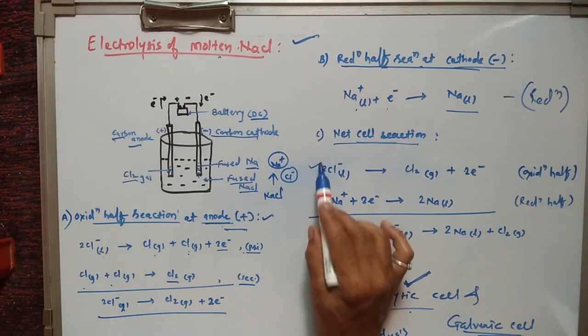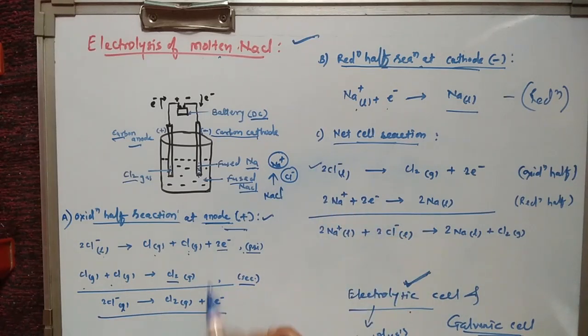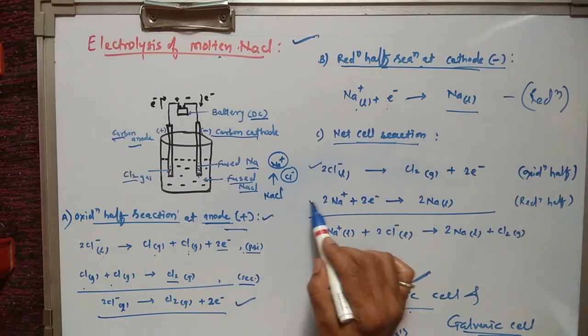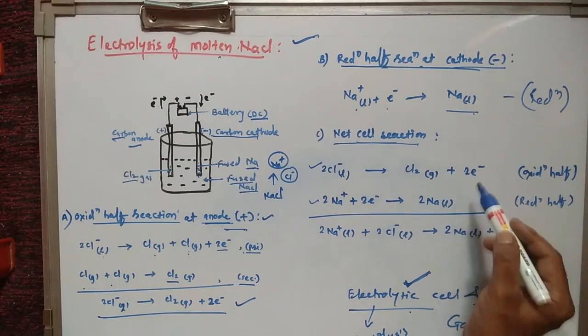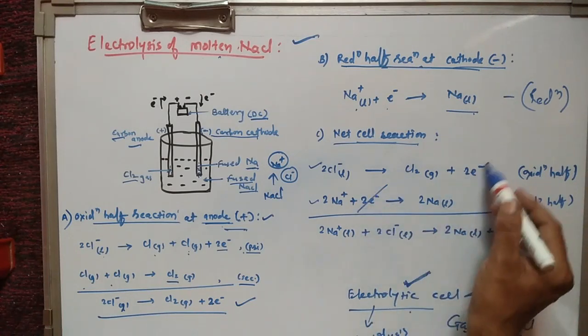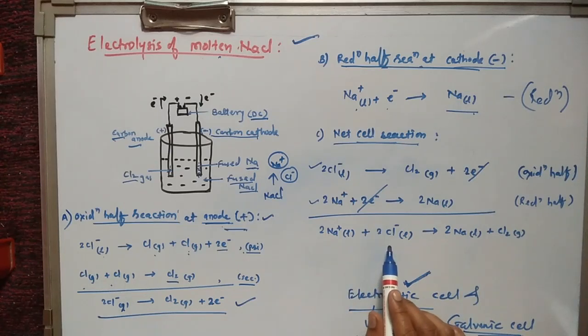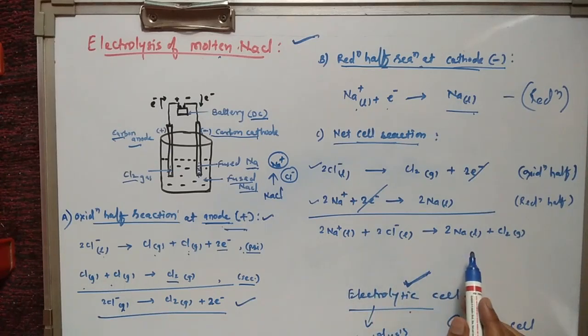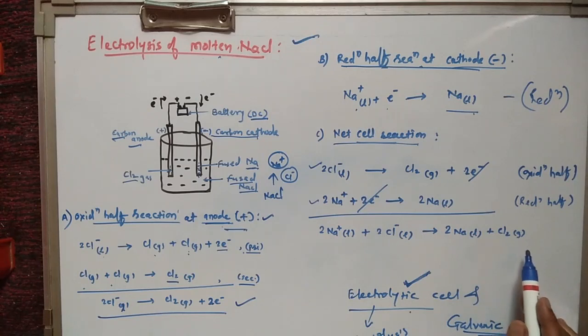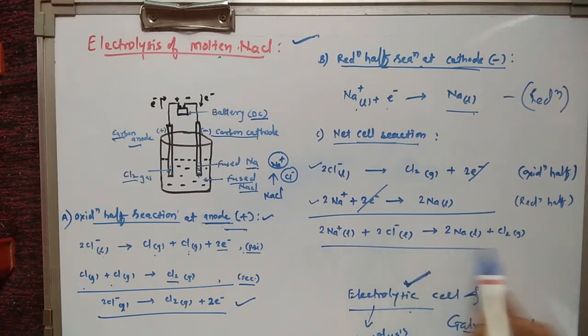Now the combination of the two half cell reactions gives the net cell reaction. This is the reaction at the anode, and this is the reaction at the cathode. In the combination of these two, the two electrons get cancelled, and 2Na plus 2Cl minus gives 2Na plus Cl2 (gaseous). This is the net cell reaction. So this is the electrolysis of fused or molten NaCl.